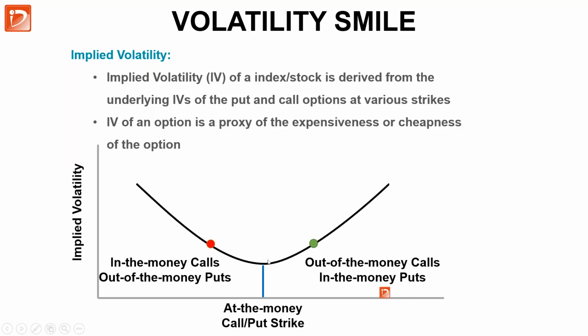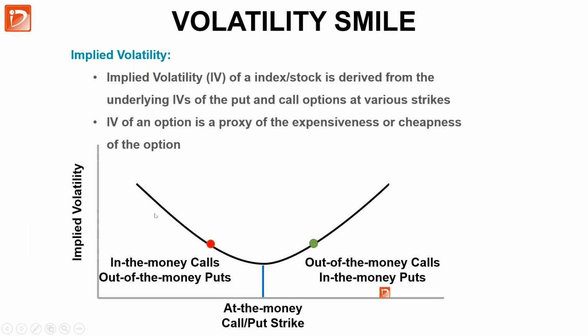So this is a theoretical assumption that when there is a perfect volatility smile, you'll see a curve like this, and an equidistant put and equidistant call from the money strike should have the same price and same volatility. Okay, so then you will call this a volatility smile.